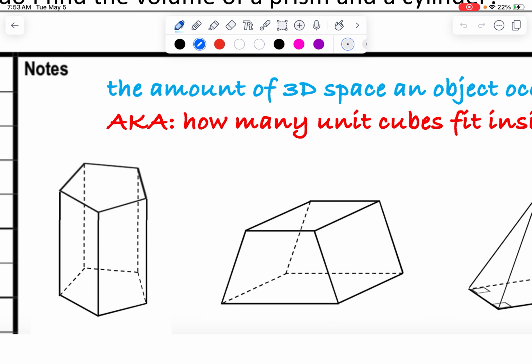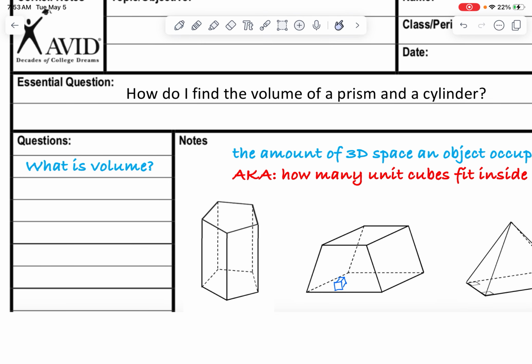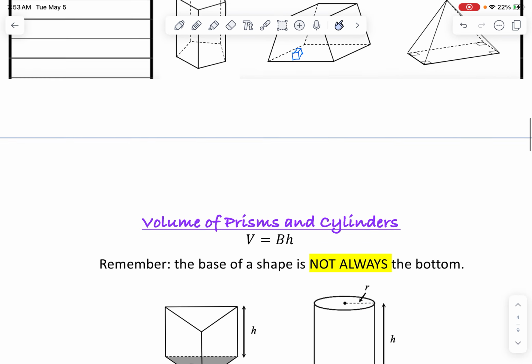So how many little cubes fit inside a shape? And so our units will be in cubic units. And today we're going to talk about finding the volume of prisms and cylinders.